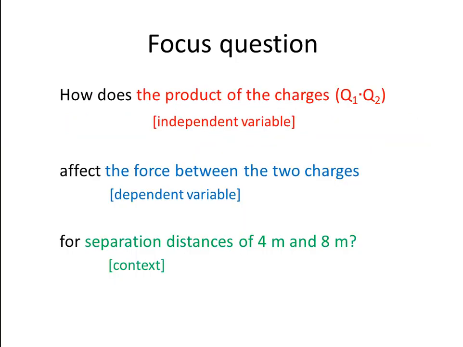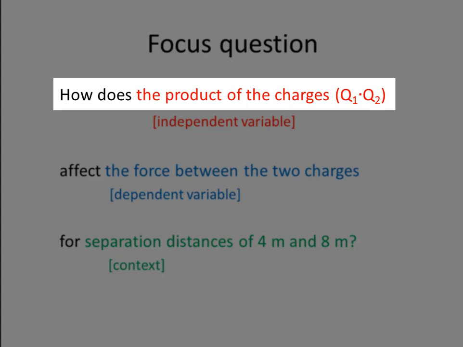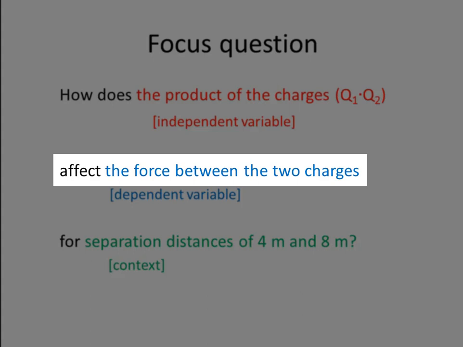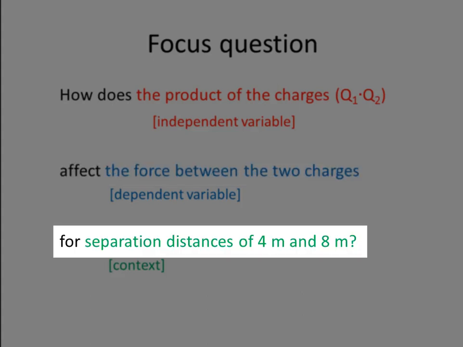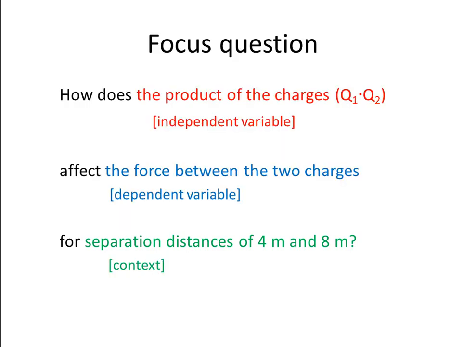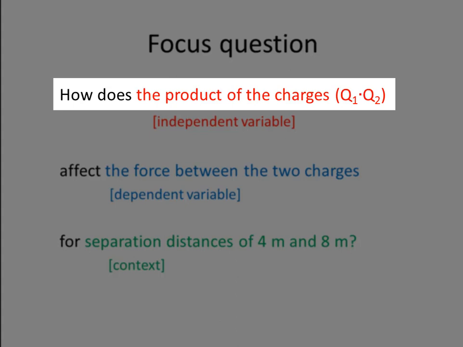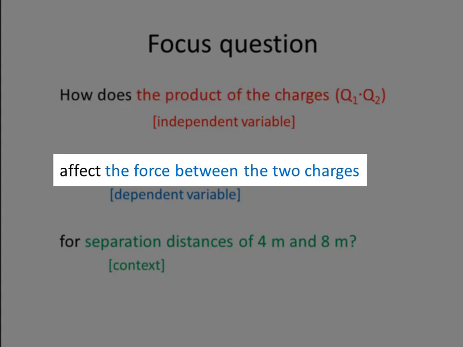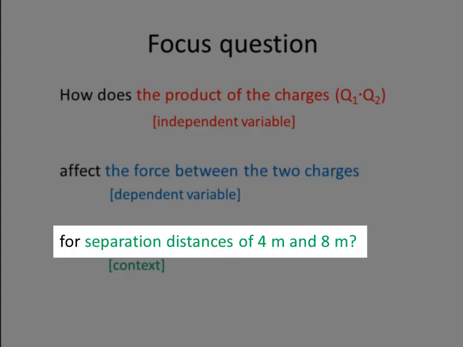We are again looking at how the product of the charges, Q1 times Q2, affects the force between the two charges. But what's different about this investigation is that we want to do this for 2 different separation distances. For separation distances of 4 meters and 8 meters. So our focus question is, how does the product of the charges, Q1 times Q2, affect the force between the two charges for separation distances of 4 meters and 8 meters?